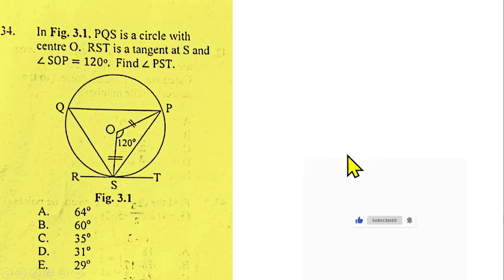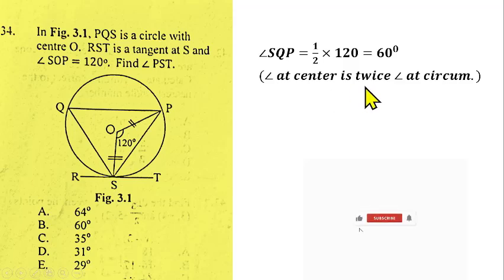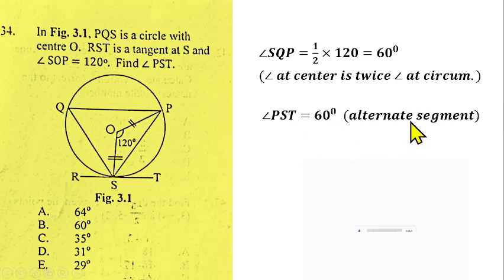It's very simple. So we know that this angle 120 has a relationship with this angle Q here. Angle at the center is twice the angle at the circumference. So angle SQP will be half of 120 degrees, which is 60 degrees. Now, the angle we are looking for, which is PST, has a relationship with this angle here, because this is a tangent and this is a chord. So this angle is in the alternate segment to this angle here. So angle PST is equal to angle SQP that we have gotten here. So angle PST is equal to 60 degrees, alternate segment. So option B is the right answer for question number 34.